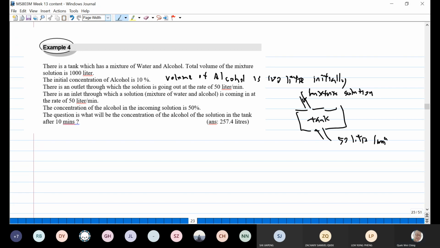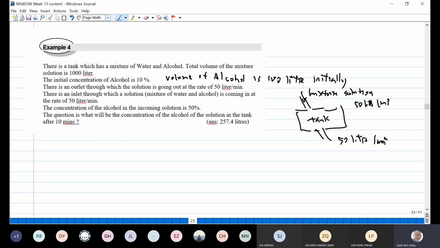And it's also going in at 50 liter per minute. Okay, go in, go out. So actually the balance, so there's no increase of volume here. The concentration of alcohol in the incoming solution is 50%.